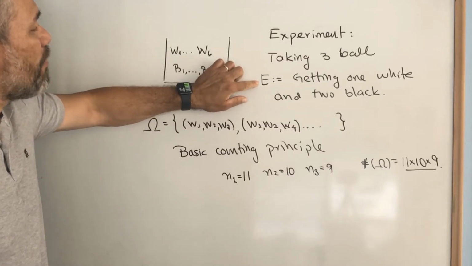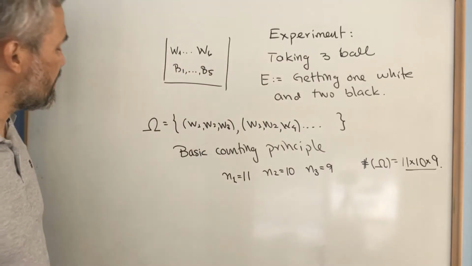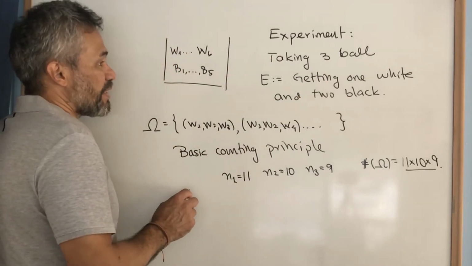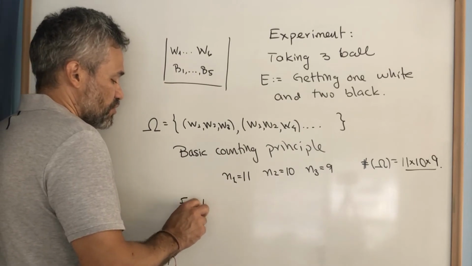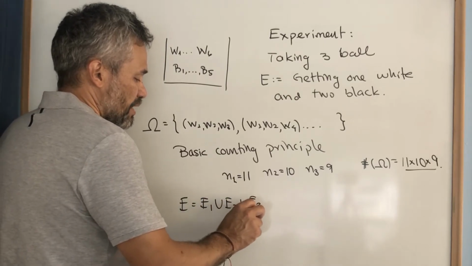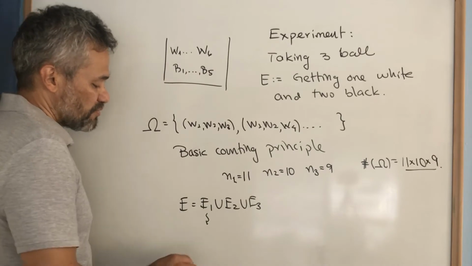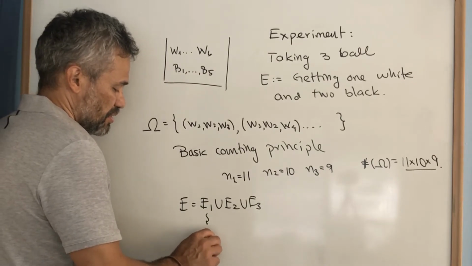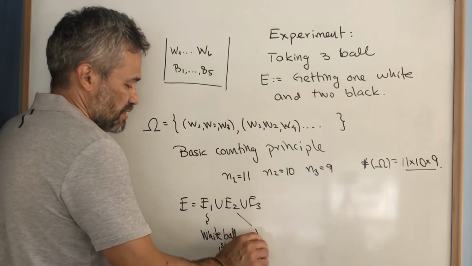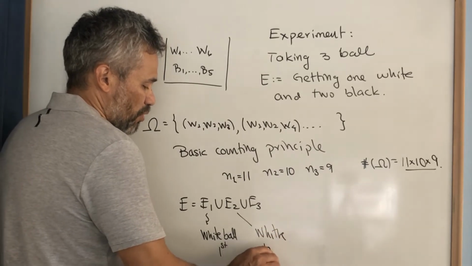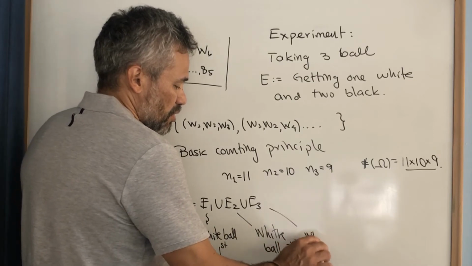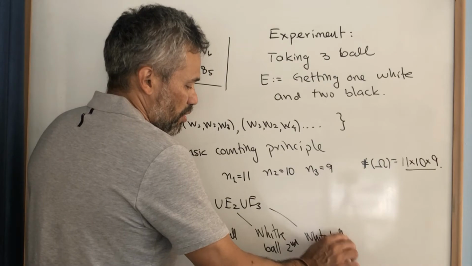Now we need to find out how many outcomes we have in this event. This event is getting one white and two blacks. Then we can separate that event into the union of three events: E1 union E2 union E3. E1 is where the white ball comes first, E2 is where the white ball comes second, and E3 is where the white ball comes third.